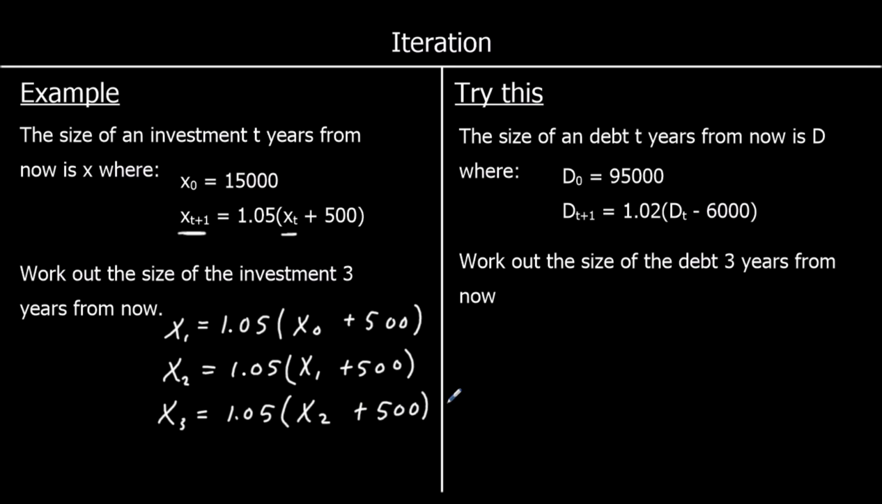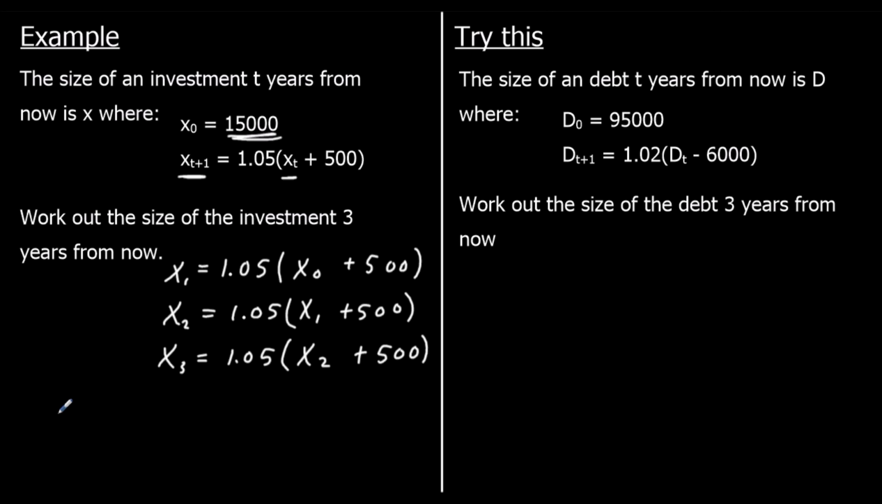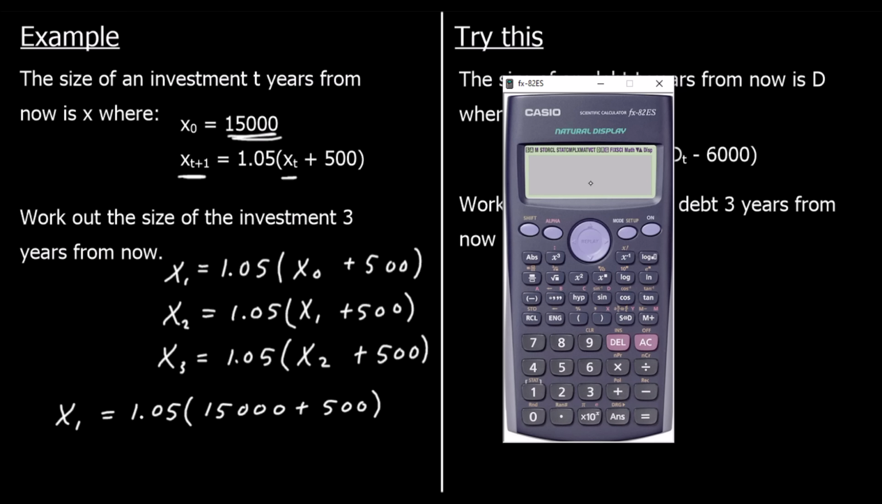So let's have a look at how this works. We're going to start by putting 15,000 in. That's our first one. So we're going to work out x1 by working out 1.05 times 15,000 plus 500. And we're going to use a calculator to work this out. What we can do is put 15,000 in, press equals, and then it becomes our answer. So if I press my answer button now, I get 15,000.